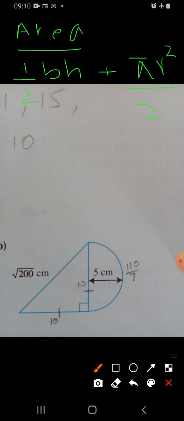1/2, base we know is 10, height is also 10.